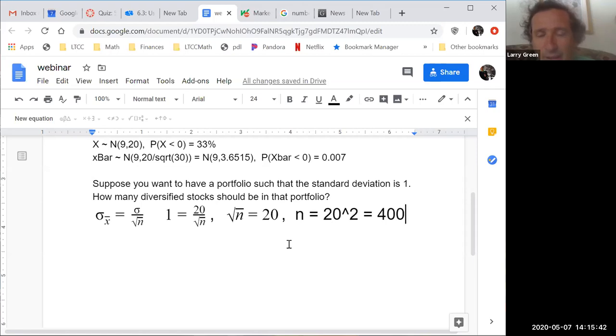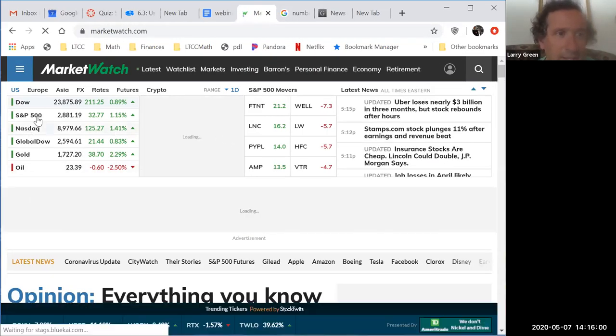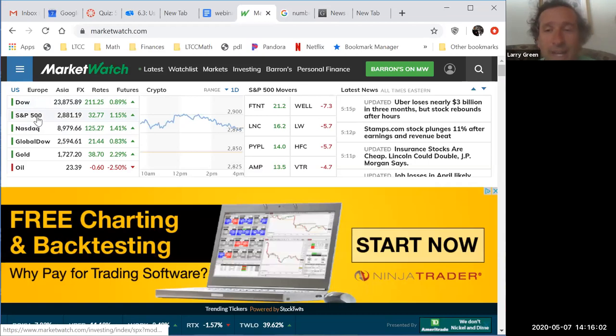Any questions on that? So if we have a diversified investment of 400 stocks, then our standard deviation should be 1. The hard part is getting it to be truly diversified, by the way. That's actually really tough. Okay, just note, the S&P 500 index fund. Do you think that's going to have a standard deviation greater than 1 or less than 1 if it's a diversified portfolio?